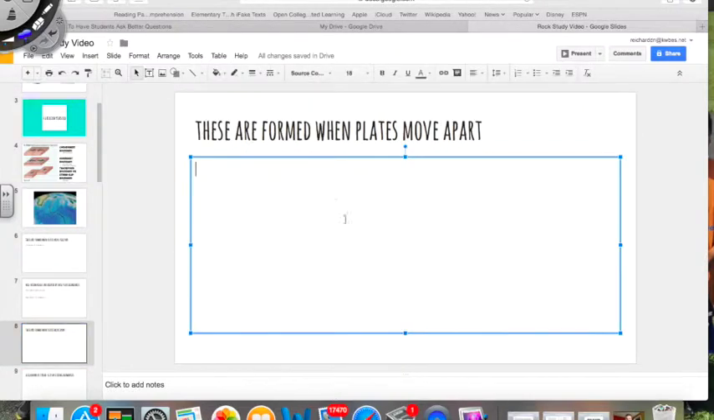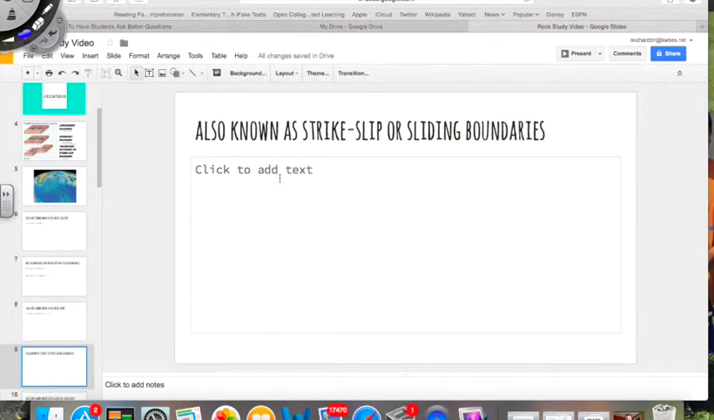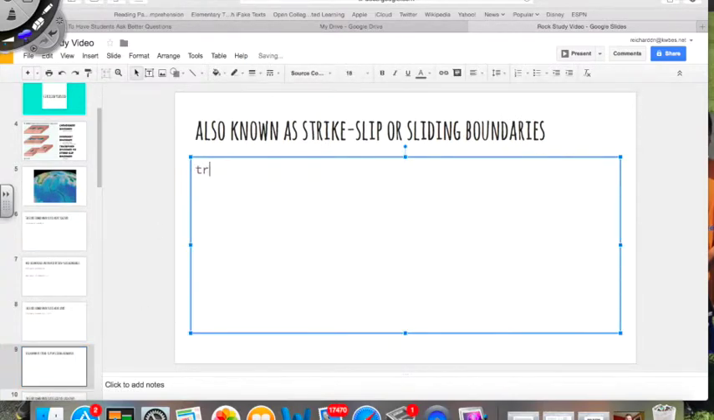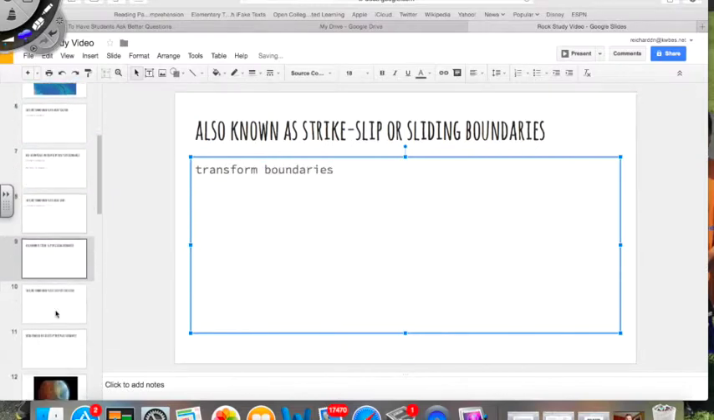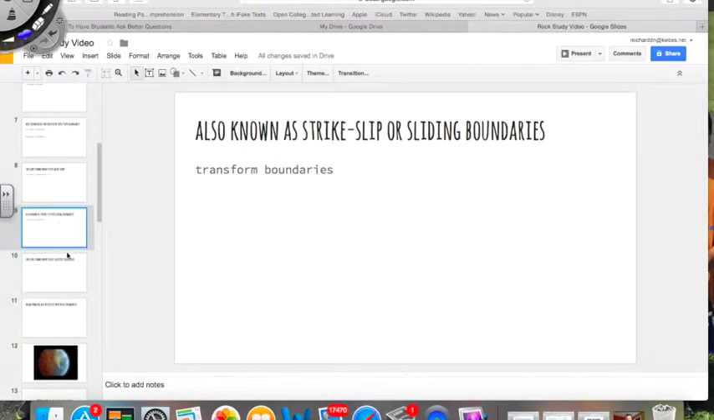How about these are formed when plates move apart? Yes, that would be divergent boundaries as well. And what is formed here? Well, that would be a rift. And then also known as strike slip or sliding boundaries. Think about it. And yes, those are transform boundaries. That is where you would find your earthquakes.